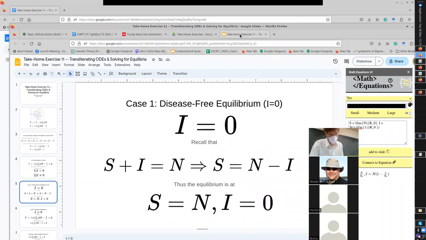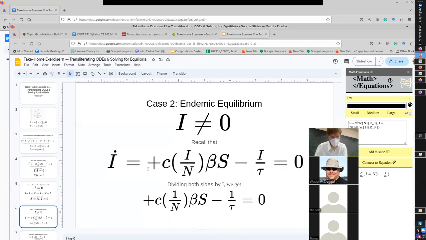So for the endemic equilibrium, what can we do? Well, we had this formula here, right? And what can we do? If we know I is not equal to zero, what can we do here? Ardalan said it earlier. We do what? Divide by I. Dividing both sides by I, we get this. Now that's a freebie.